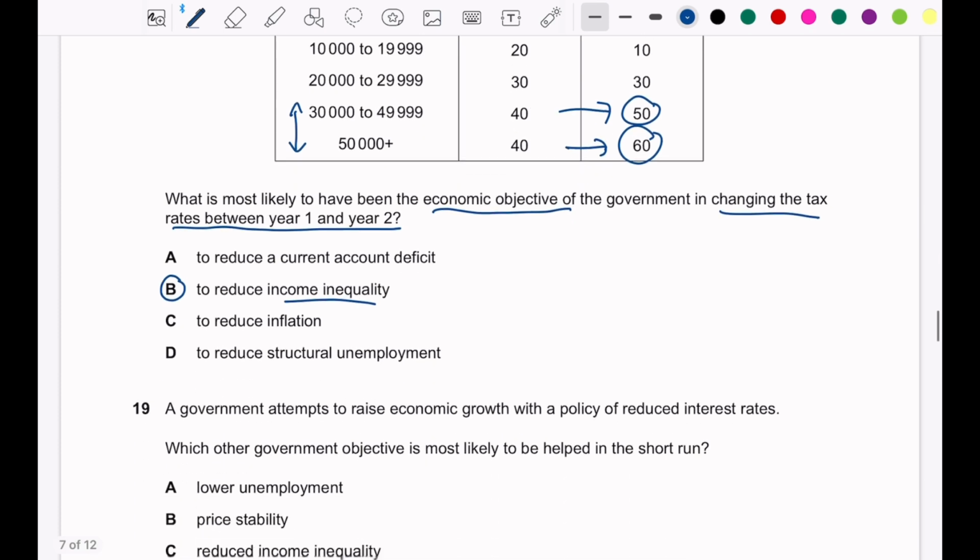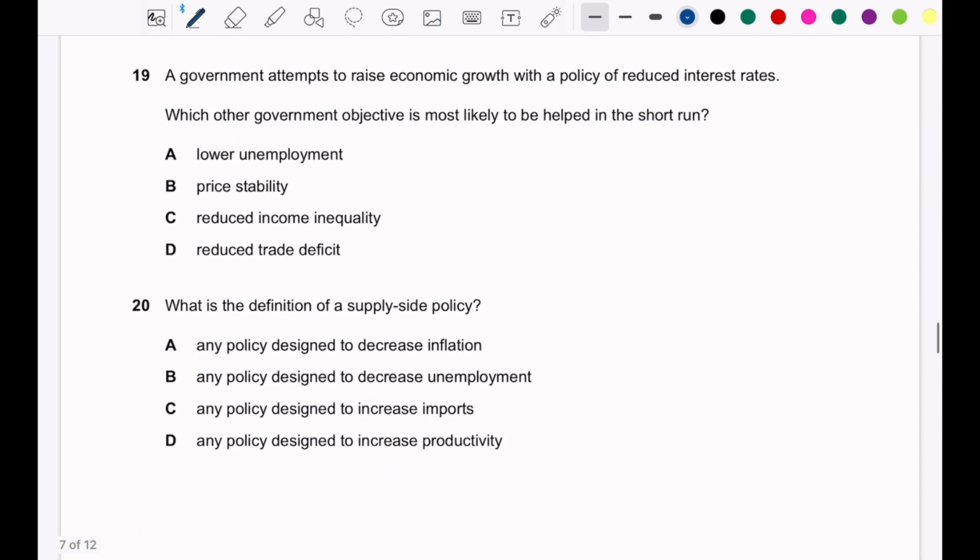Moving on, question 19. A government attempts to raise economic growth with a policy of reduced interest rates. Which other government objective is most likely to be held in the short run? So when interest rate is reduced, what will increase? There's a lot of things that will increase. First one is borrowing, because the borrowing cost reduces. Consumption will increase.